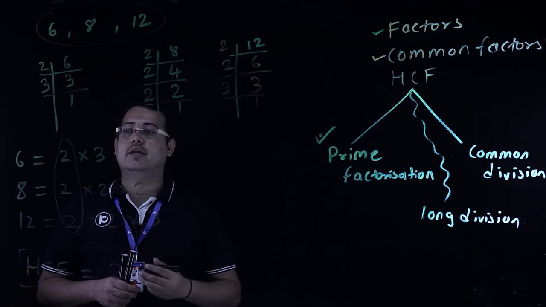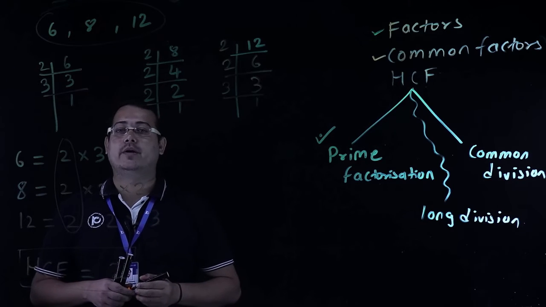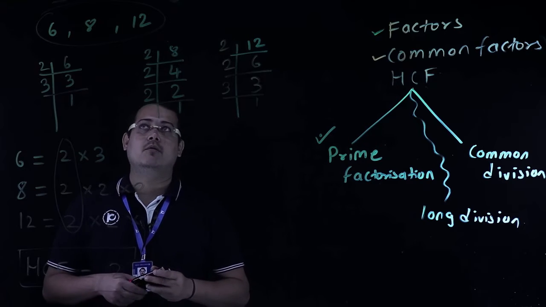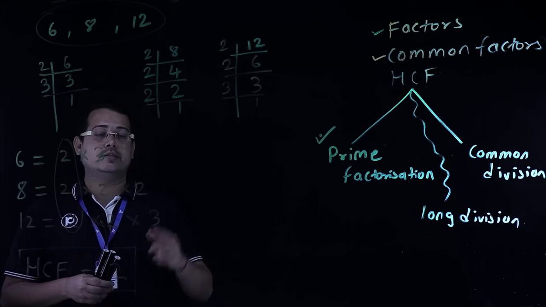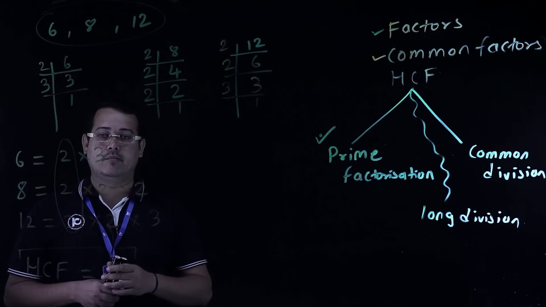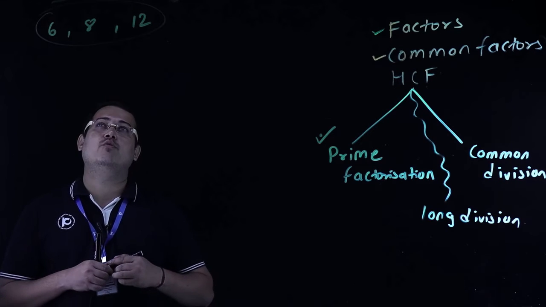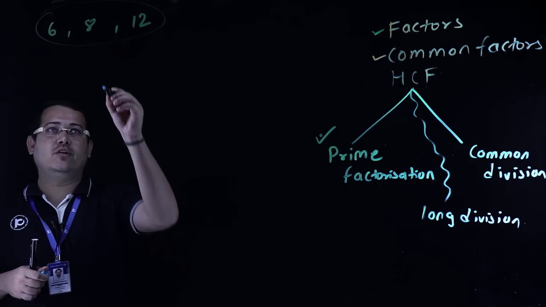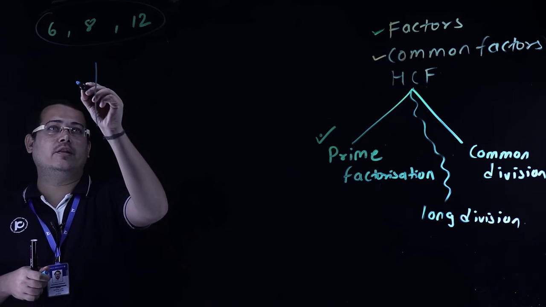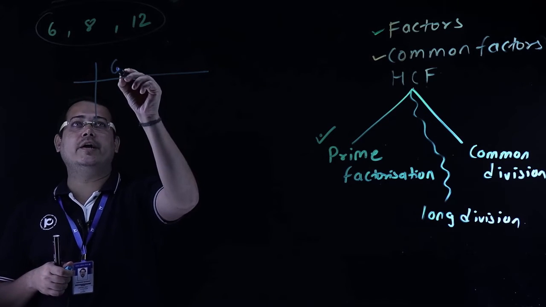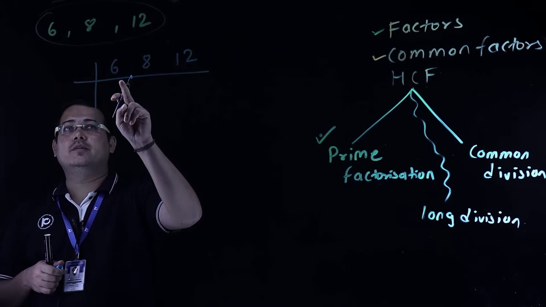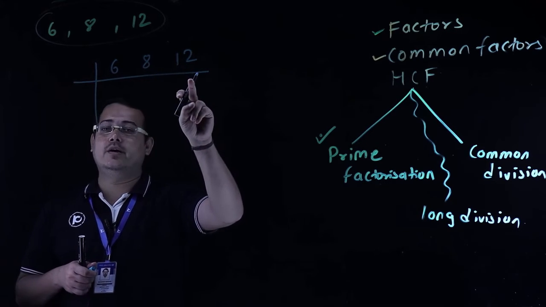Now we will discuss the next method, that is the common division method, in which we will commonly divide the numbers by a number which is exactly divisible by all the numbers. So now we will find the HCF by the common division method. In the common division method you have to take all the numbers together and divide them by the same number, that should divide 6 also, 8 also and 12 also.